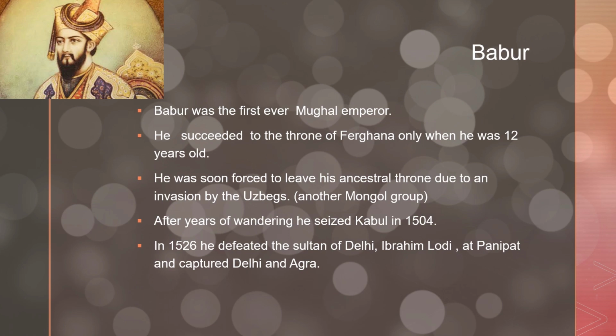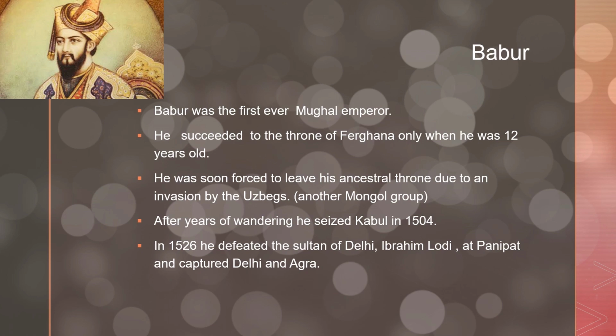Babur. As already told, Babur was the first ever Mughal emperor. He succeeded to the throne of Fergana only when he was 12 years old. He was so young he didn't even qualify as a teenager by that age. Do you think Babur was too young to rule by the age of 12? Or was it okay for him to rule?